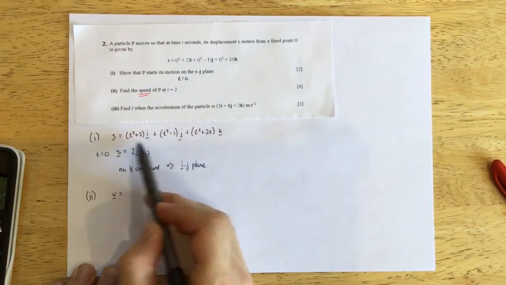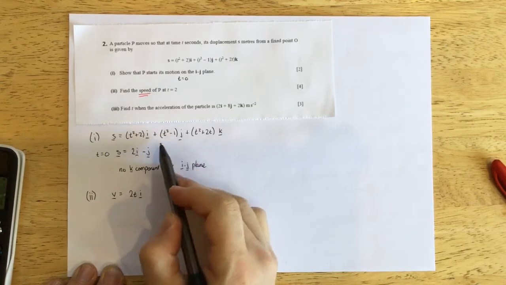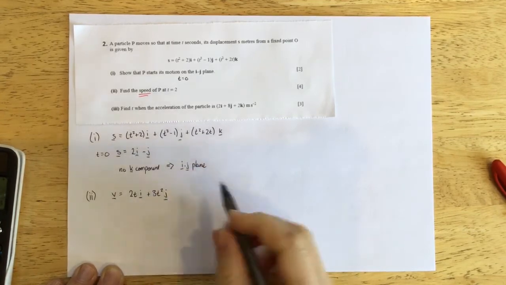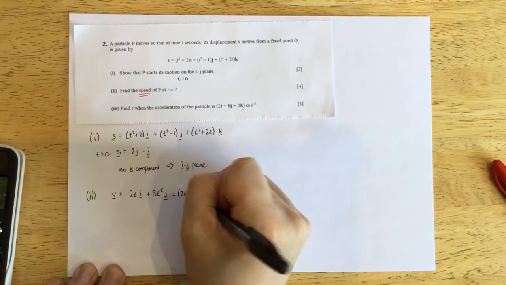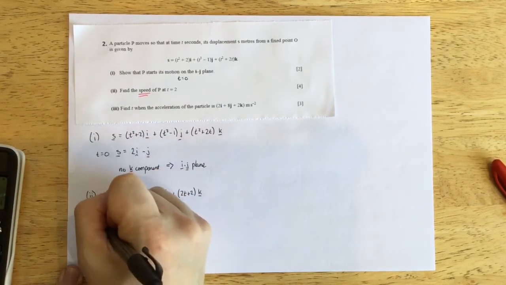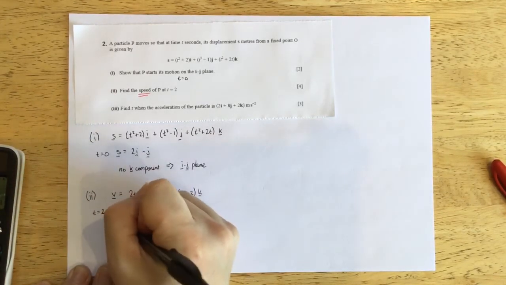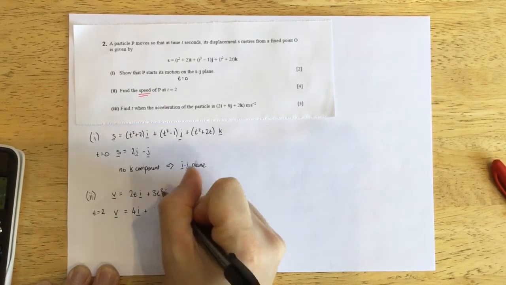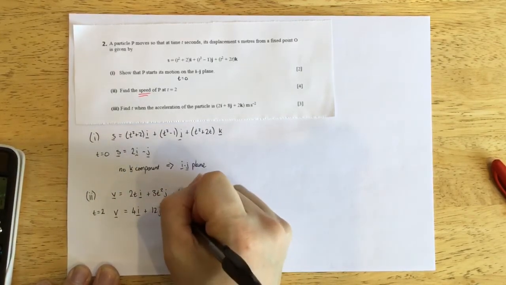So let's differentiate the i components, we get 2t i. When I differentiate the j components, I get plus 3t squared j. And when I differentiate the k components, I get 2t plus 2 k. Now, when t equals 2, the velocity is 4i plus 3 times 4, which is 12j, plus 4 plus 2, which is 6k.